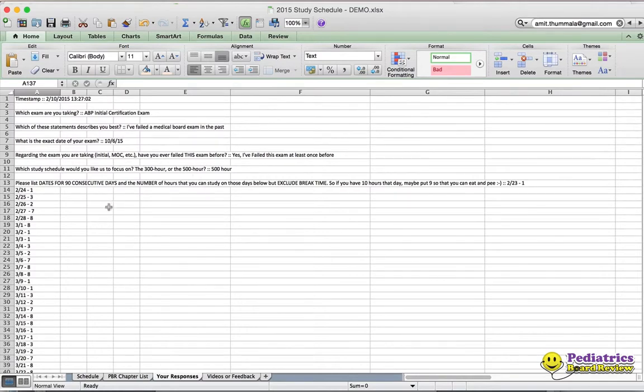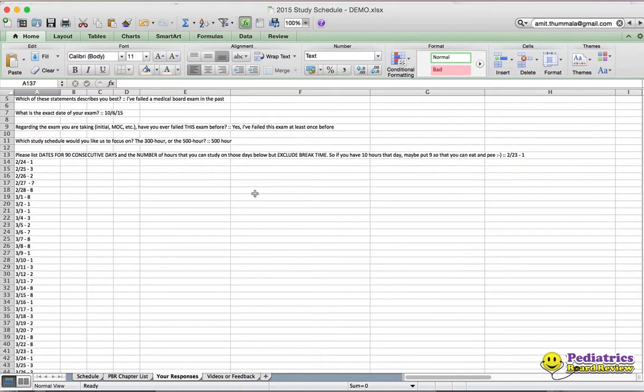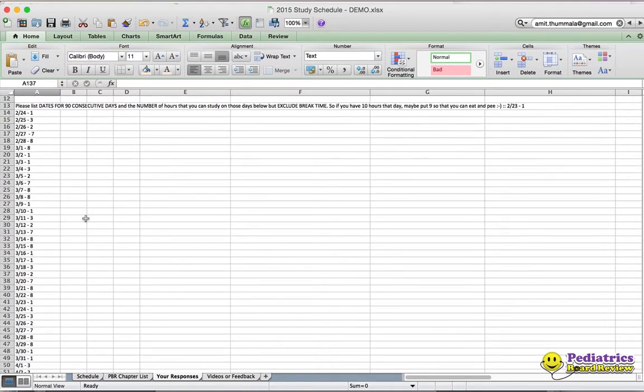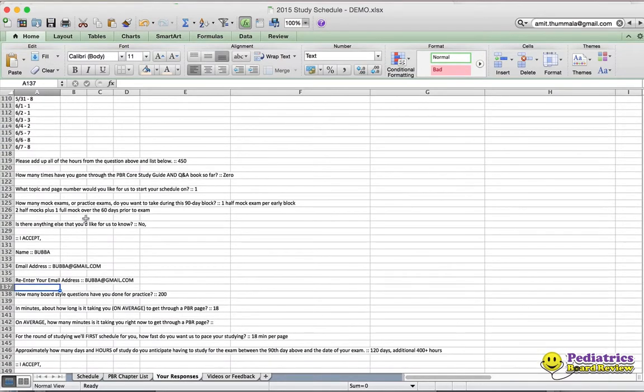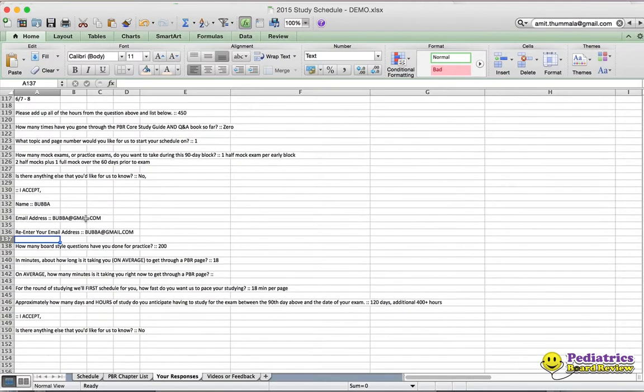It tells us a little bit of your background in terms of whether or not you failed an exam before, and then also obviously the dates that you are going to be studying and how many hours you can study on those particular dates. Some of the other information that we like to sometimes ask is, do you plan on taking practice exams? How many would you like to take? Do you want them to be half mock exams or full mock exams?